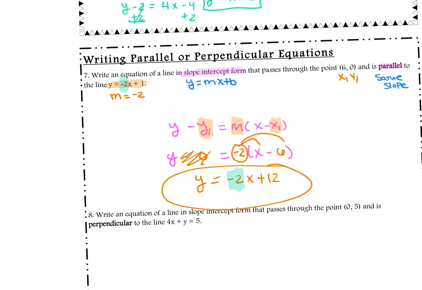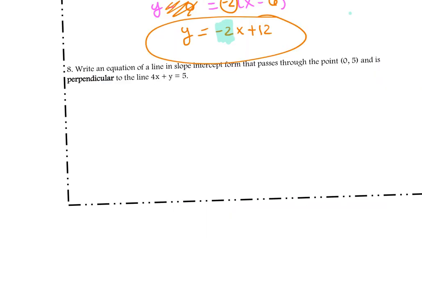All right, moving on to question 8. Looking at question 8, it says to write an equation of a line in slope-intercept form that passes through point (0, 5) and is perpendicular to the following equation. All right, so first things first, let's think about what perpendicular means. Perpendicular is going to tell us that they have a negative reciprocal slope, or you may have heard opposite reciprocal. And guys, all that means is we're going to change the sign and we're going to flip it, okay?